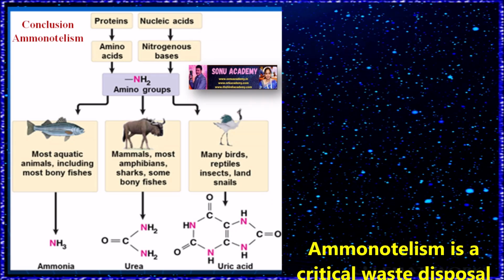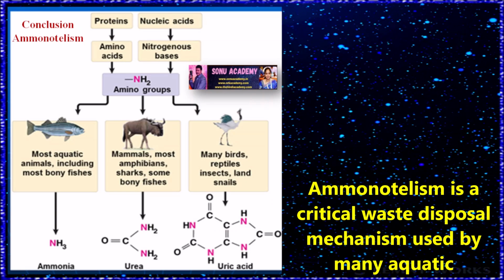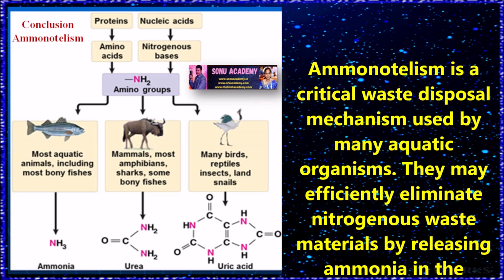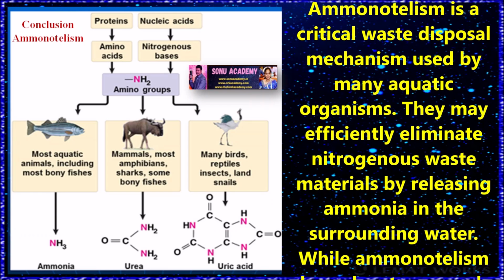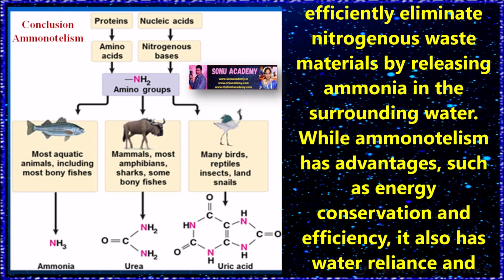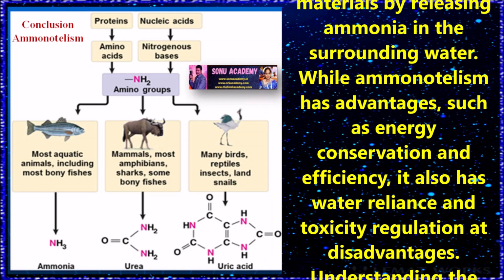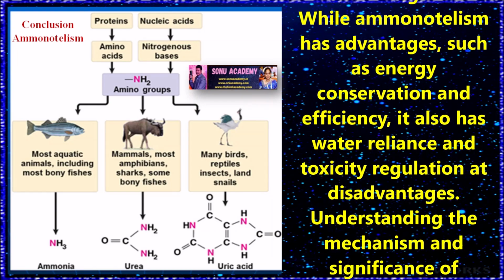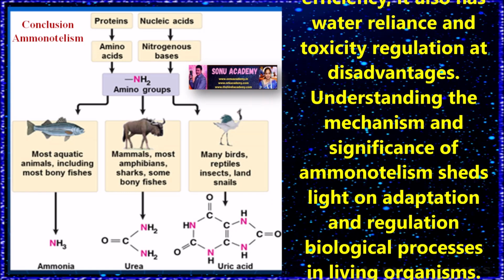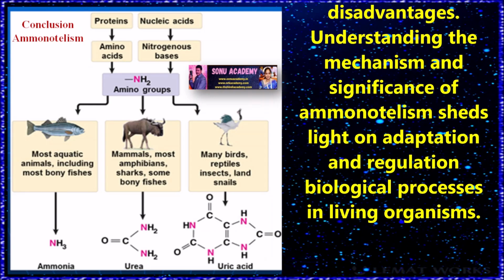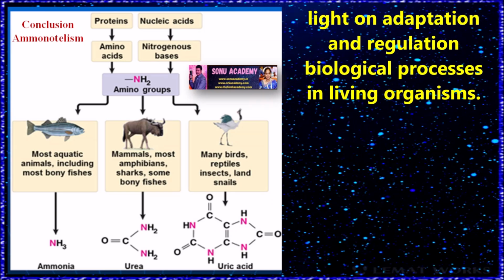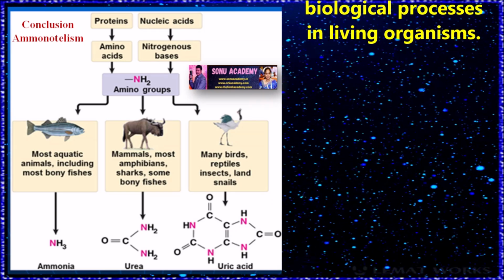Now let us discuss the conclusion of ammonotelism. Ammonotelism is a critical waste disposal mechanism used by many aquatic organisms. They can efficiently eliminate nitrogenous waste material by releasing ammonia into the surrounding water. While ammonotelism has advantages such as energy conservation and efficiency, it also has the disadvantages of water reliance and toxicity regulation. Understanding the mechanism and significance of ammonotelism sheds light on adaptation and regulation of biological processes in living organisms.